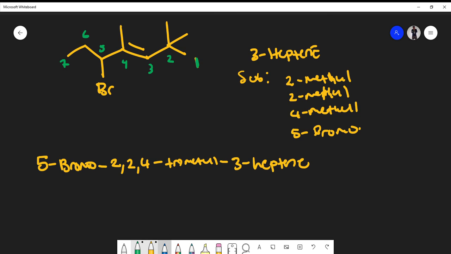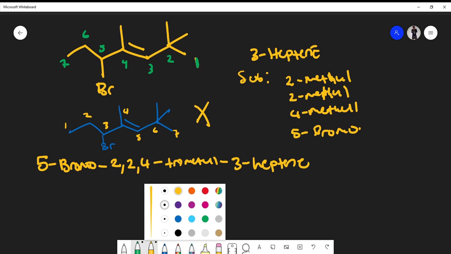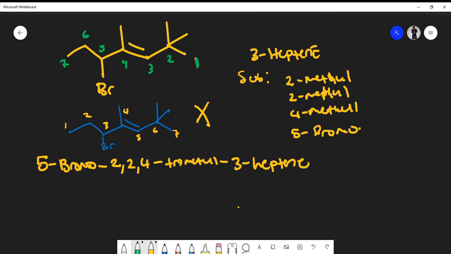Now again, if I draw the structure again like this, and here's my bromine, I cannot label from this end. If I label this as 1, 2, 3, 4, 5, 6, 7, this would be incorrect because now I'm giving the alkene number 4. So this would be 4-heptene instead of 3-heptene. And so we want to give the alkene the lowest number possible. So that's why we labeled this way initially. So again, be very careful.